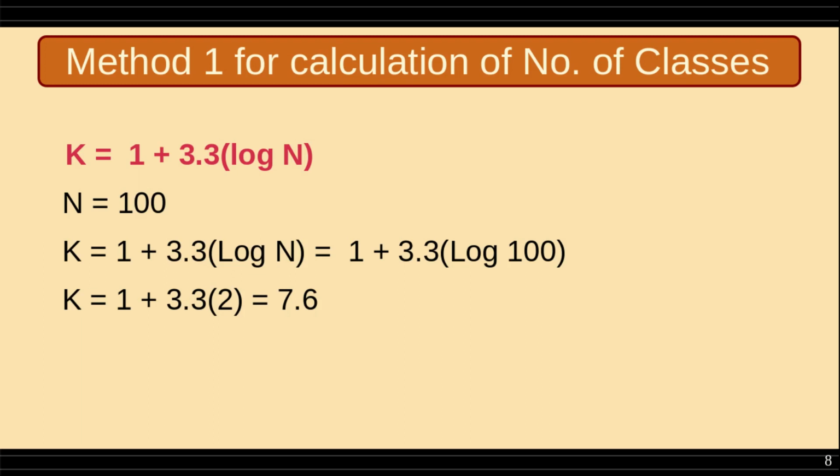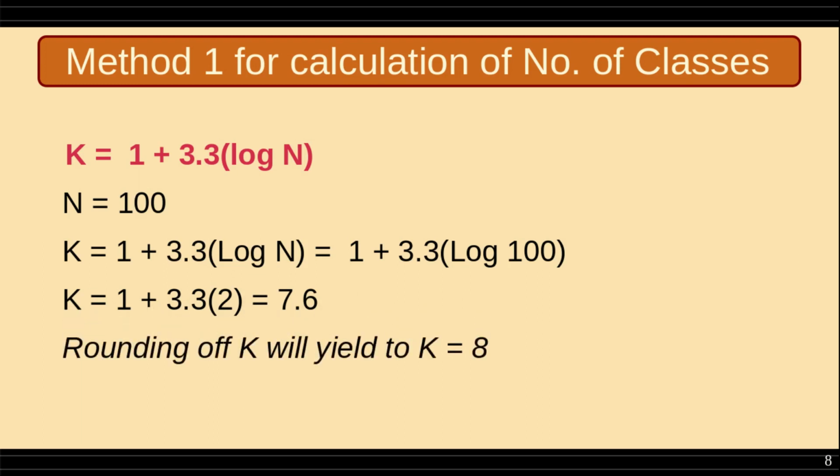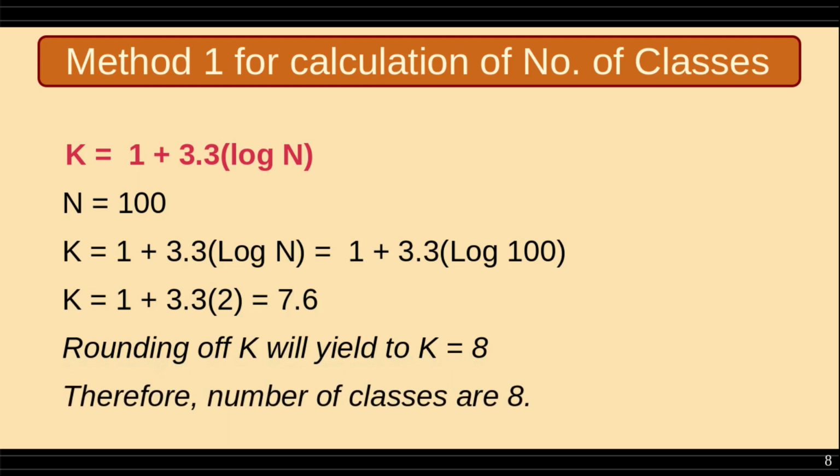The number of classes is always a whole number. The result obtained from the method 1 formula contains a fractional portion, so we round it up to the next whole number, which is 8. Therefore the number of classes by method 1, when the number of observations is 100, is 8.